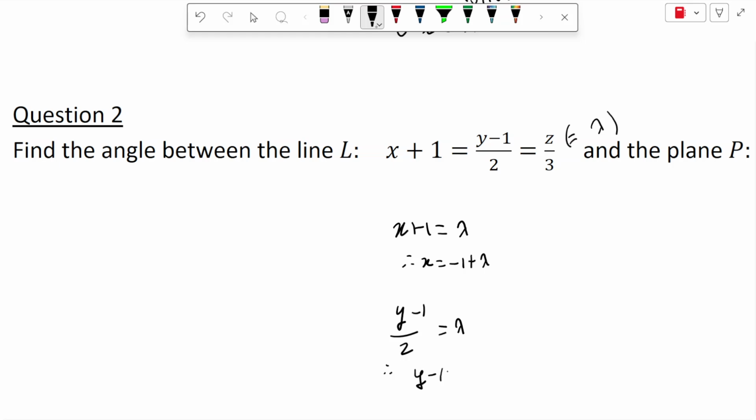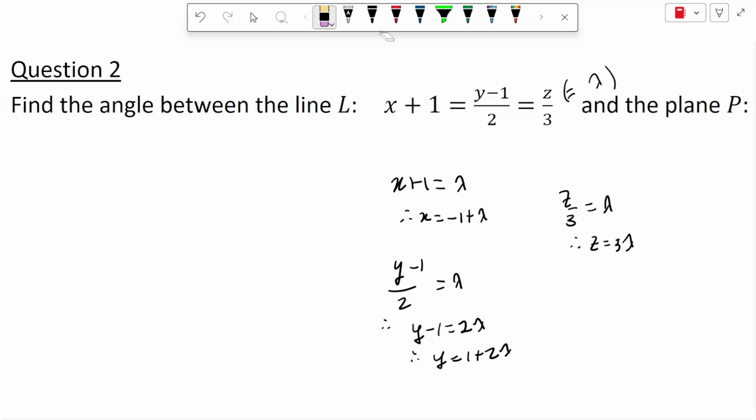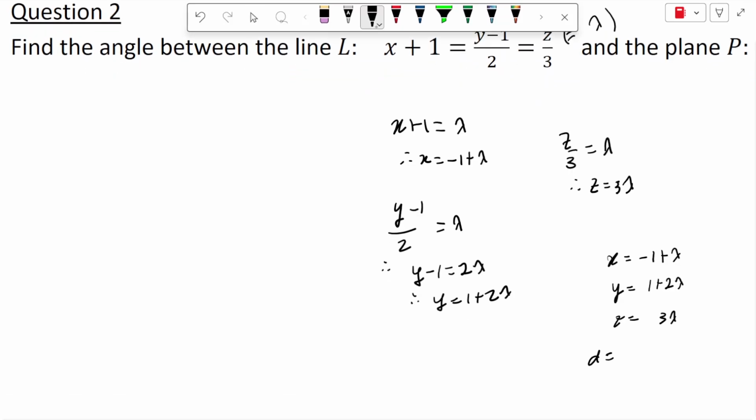So y take 1 is 2 lambda. So y is 1 plus 2 lambda. And we've got z over 3 equals lambda. So z equals 3 lambda. So the equation of the line sort of looks like this: x is -1 plus lambda, y is 1 plus 2 lambda, and z is 3 lambda. And really importantly, the direction vector is (1, 2, 3). Again, I'm not very creative here.